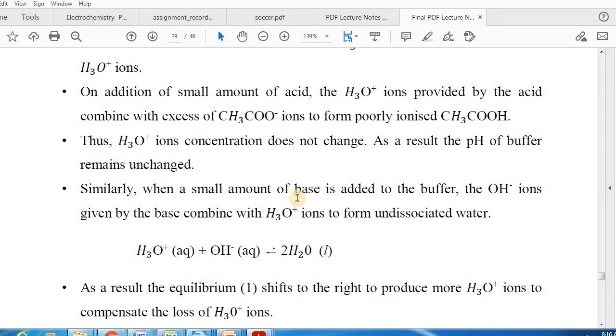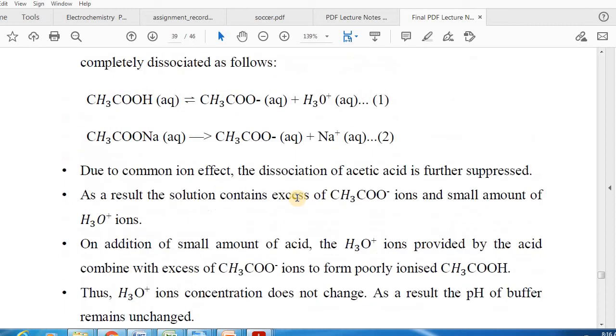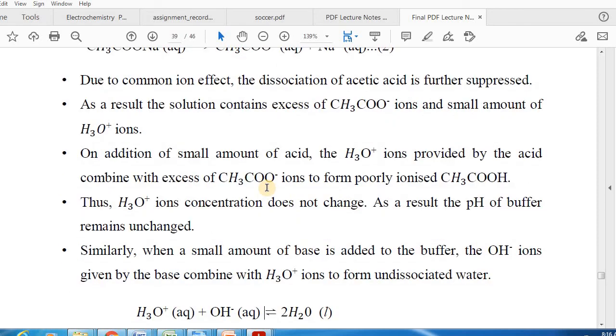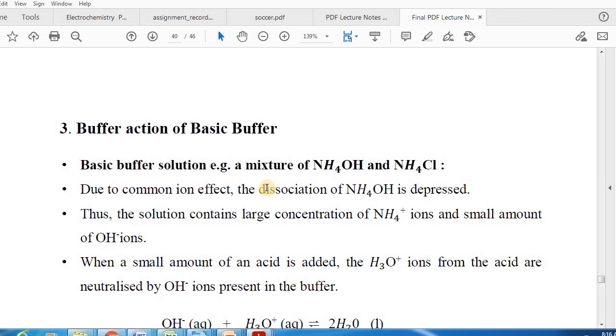As we are adding base from outside, this base or OH minus ion combines with these H3O plus ions to give undissociated water molecules. So equilibrium will shift towards the right side according to Le Chatelier's principle. So there will be more dissociation of acetic acid to give back some more H3O plus ions to compensate the loss of H3O plus ions. So there is no change in the concentration of hydronium ion in the system. pH will remain unchanged.